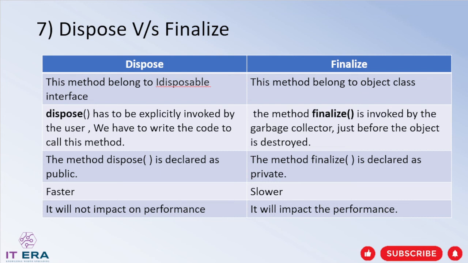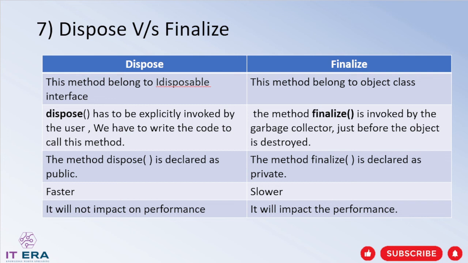Dispose method versus finalize method. Well, dispose method and finalize method both are invoked to free the unmanaged resources held by the object. But while talking about the differences, dispose method is defined inside the interface IDisposable, whereas finalize method is defined inside the class Object. The main difference between dispose and finalize is that dispose method has to be explicitly invoked by the user, meaning we have to write the code to call this method, whereas finalize method is invoked by the garbage collector just before the object is destroyed.